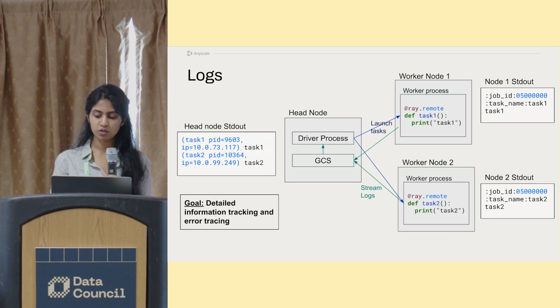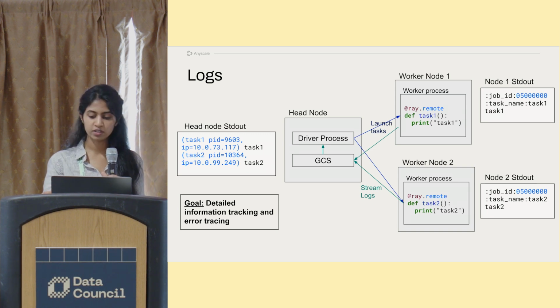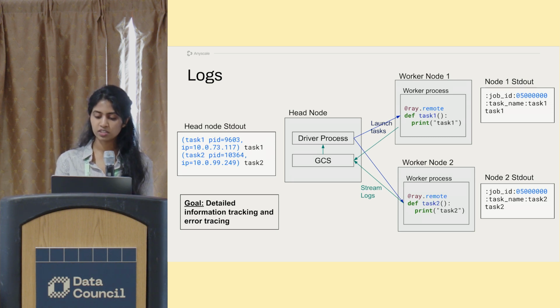So one way this is solved is by streaming the standard out and standard error logs from the workers to the head node. Log redirection particularly helps with the interactive development case, where instead of having to open each worker process file, the output of the program can simply be viewed from the script that initiated the Ray application.